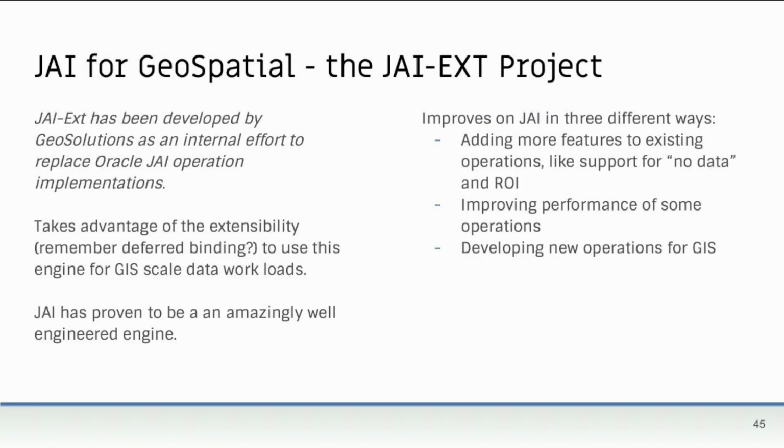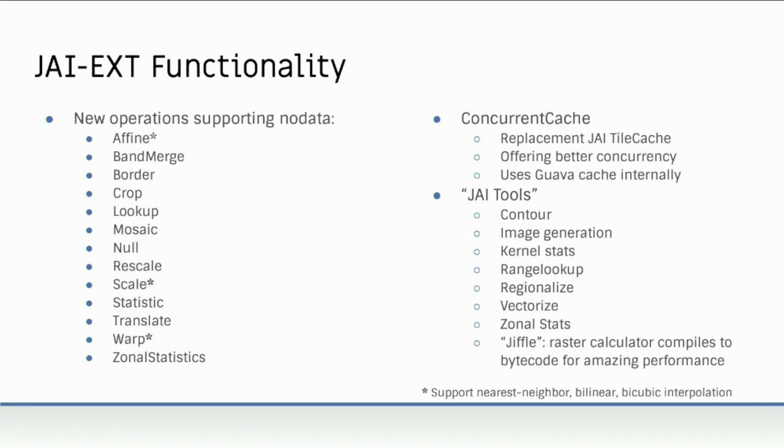We also took this library and extended it specifically to work with geospatial data, and that's the JAI-EXT project. We've added features like region of interest and no data support that are of real value to our community and raster data. But that original engine was amazingly well engineered. Here's an overview of what functionality it had and what we added. We were able to add some optimizations using better caching technology and so on.